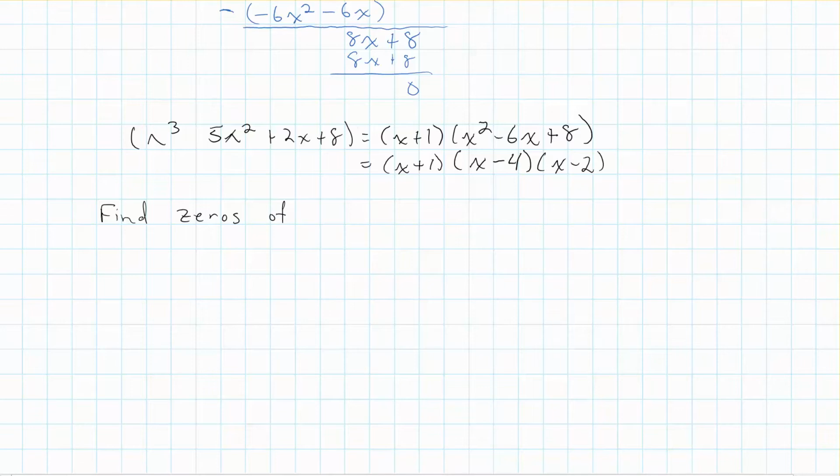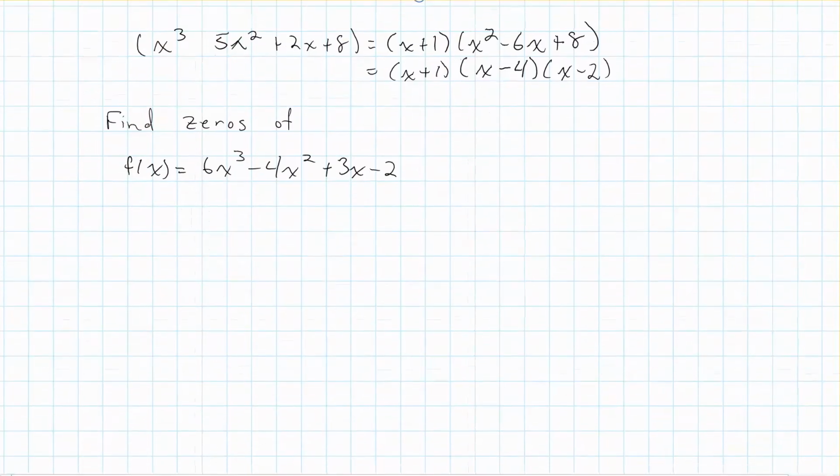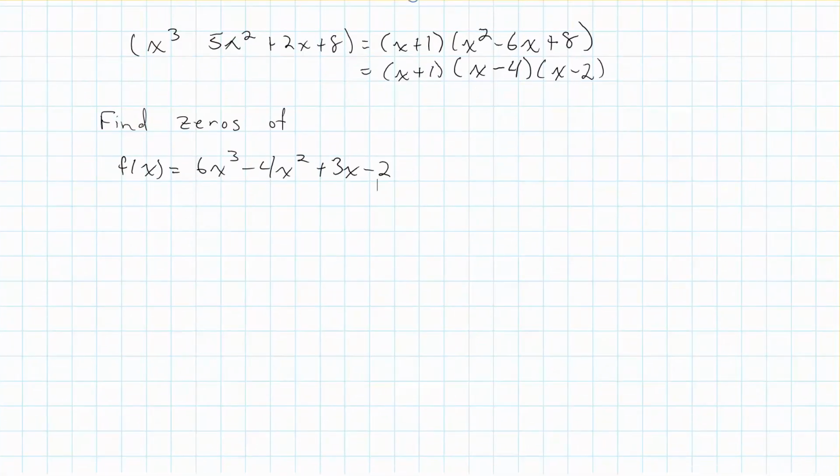f of x equals 6x cubed minus 4x squared plus 3x minus 2. Okay, so this one, let's go ahead and write down my factors of my A_n and everything. So A_n is equal to 6 and A_0 is equal to negative 2.